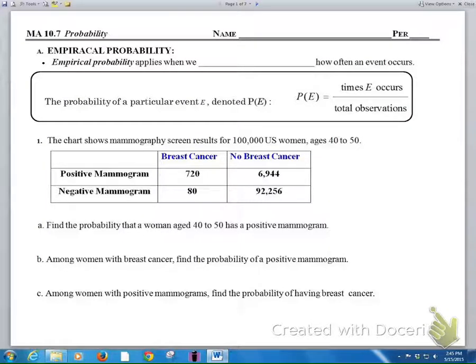Hi, math analysis. Starting the last section, 10.7 probability.